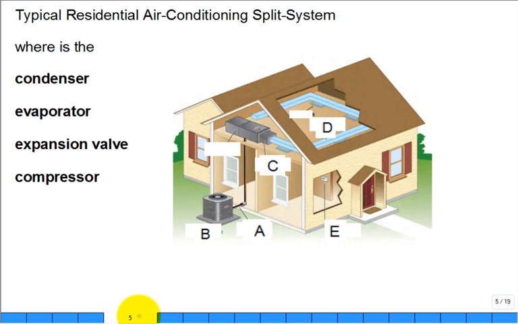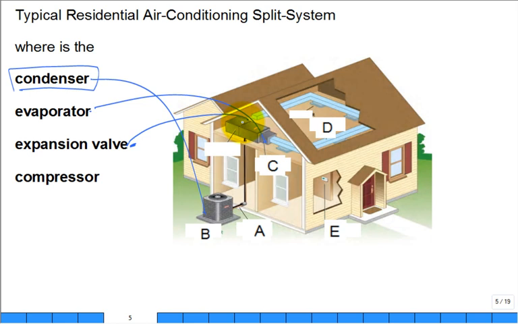All right, so where is our condenser again? Where's our condenser? On the outside. Where's our evaporator? C, on the inside. Where's our expansion valve? The hardest one. No, it's right next to the evaporator, right next to that A coil. It's on the inside. C. Where's our compressor? Yeah, on our outside.